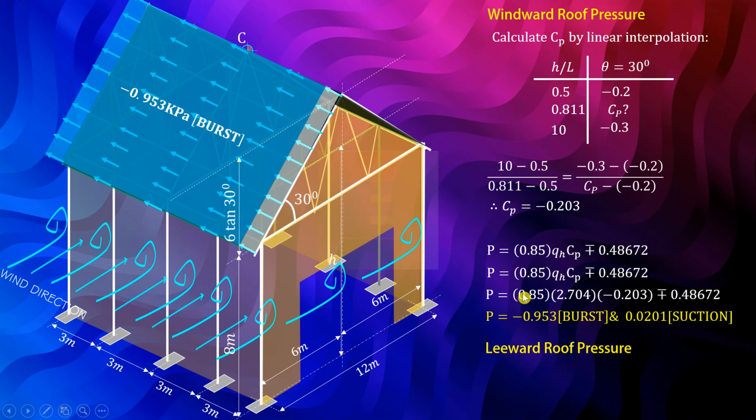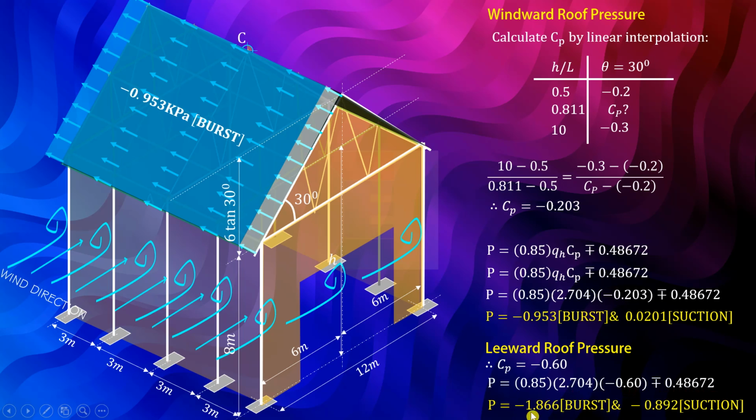Next is itong sa leeward roof pressure. Yung sa kabilang side naman, no? Yung sa leeward. So, yung CP is, nakita na natin ito, no? Nakuha na natin to dun sa table. We have negative 0.6. So, bali, again, yung QH yung gagamitin. So, 0.85 times 2.704 times negative 0.6 minus plus 0.48672. So, we have negative 1.866 for the worst condition and negative 0.899 for the suction condition.